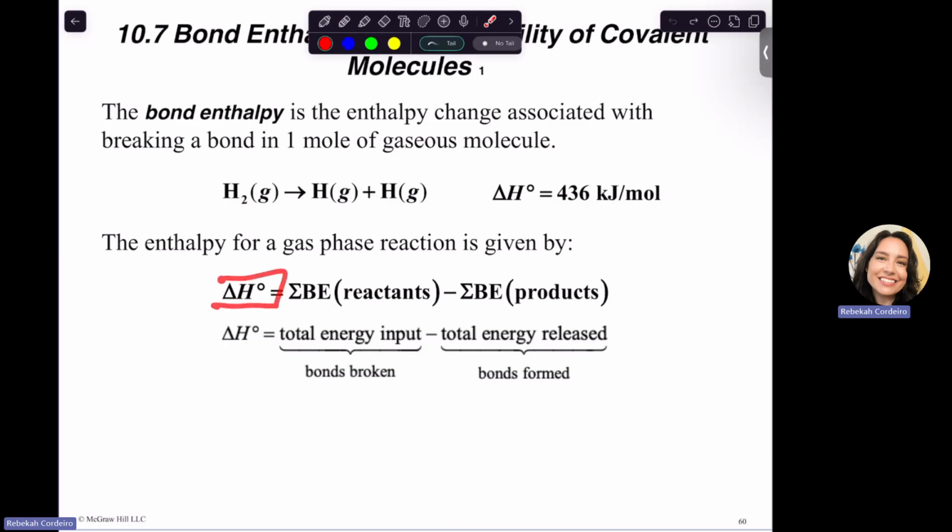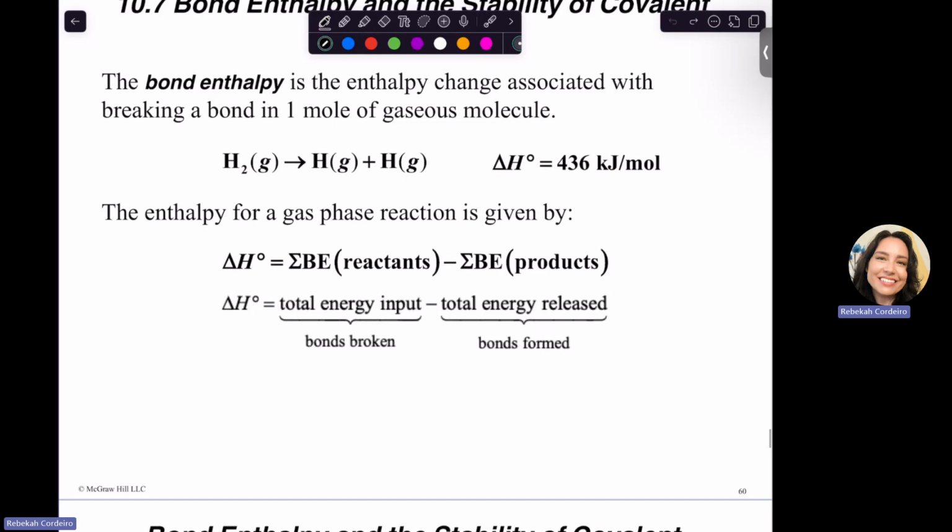So we can think about the standard enthalpy of the reaction. It's standardized because the bond enthalpies are also standardized. It's the sum of the bond energies or bond enthalpies of the reactants minus the sum of the bond enthalpies of the products. Basically, we can think about it as the energy you need to put in minus the energy you get out, which should make sense when we think about endothermic and exothermic.